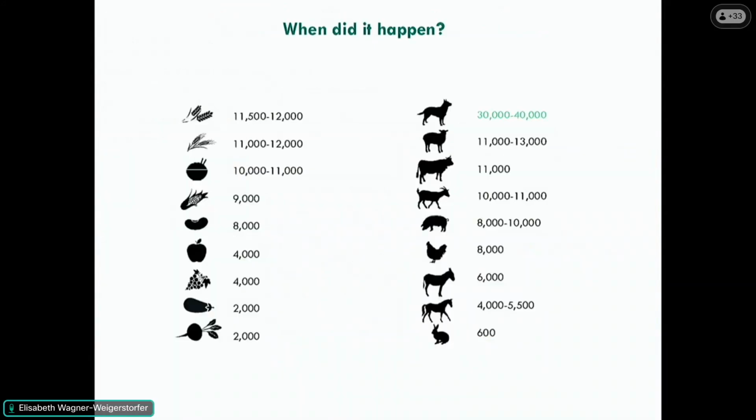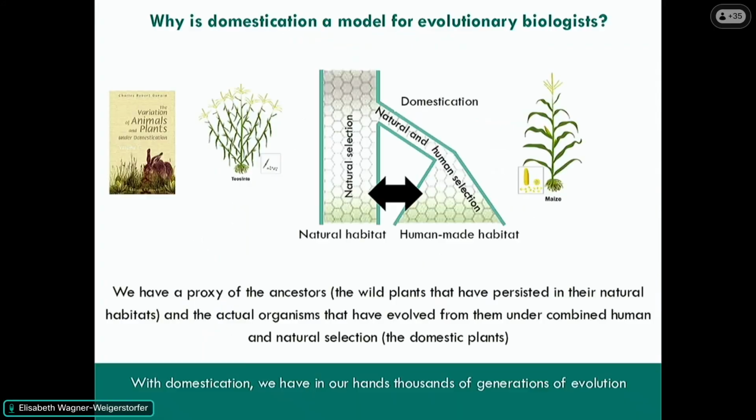So when did domestication happen? So for plants, the oldest domestication dates back 12,000 years ago, more or less, and it covers gradients of dates. And you see that the domestication of animals occurred more or less simultaneously, except for the dogs, for which it seems that the domestication occurred much earlier than for the other animals.